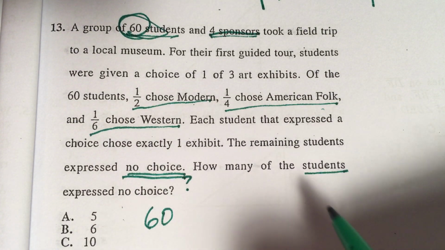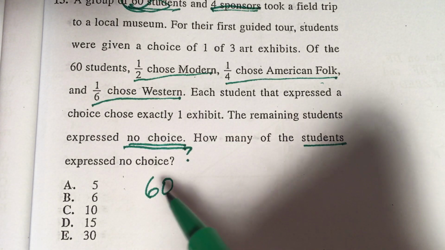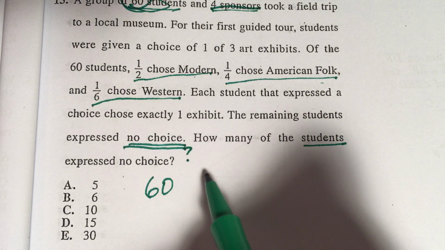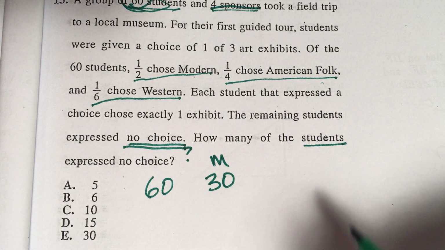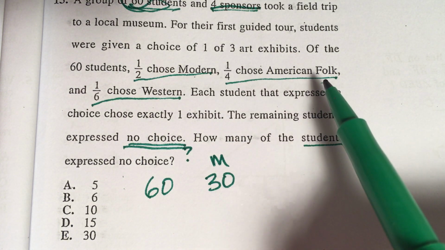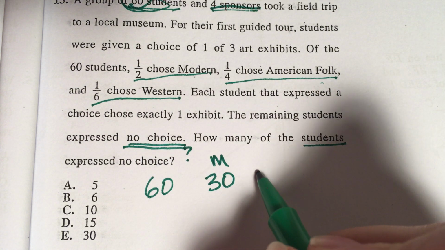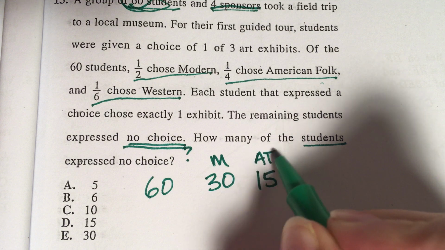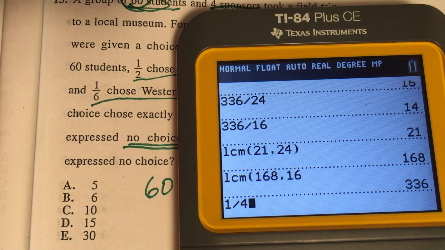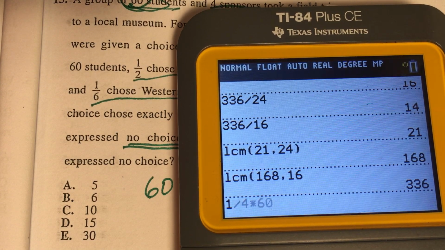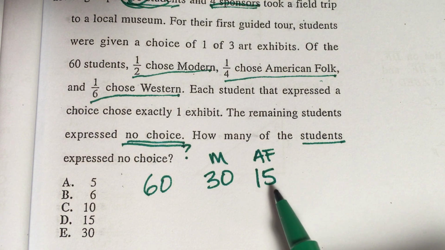So 60 students. And it says that half chose modern. So I'm going to say, okay, what was half of 60? Half of 60 is 30. So I'm going to say out of the modern, I would say 30. And then it says 1/4 chose American folk. For some of you guys may be like, oh yeah, 15 is 1/4 of 60, right? You might just immediately know that. If you don't know that, you can say, okay, I'm going to do 1/4 times 60. And it says 15. So that's how I know how many people have American folk.